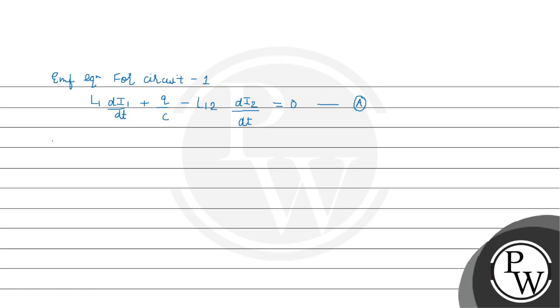And now the EMF equation for circuit 2. The EMF equation is L2 di2 by dt. This is for the inductor, the second coil, and there is a mutual inductance, so its value is L21 di1 by dt.